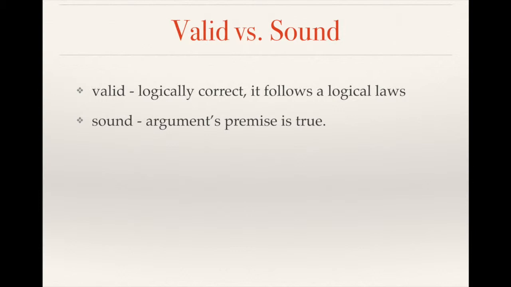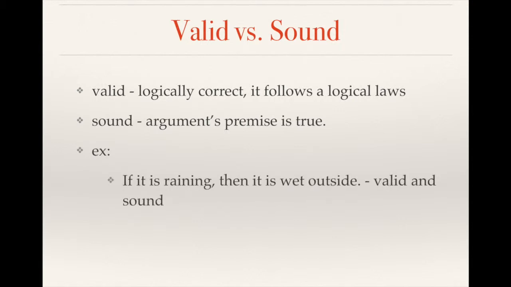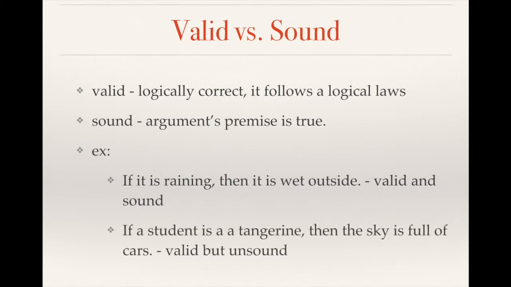An example of a valid statement is, if it is raining outside, then it is wet outside. This is an example of a perfectly valid statement, and it is sound. A statement does not have to have a sound premise. For instance, if a student is a tangerine, then the sky is full of cars. This is obviously incorrect to most of us, but it is still considered a valid statement, although it's unsound.